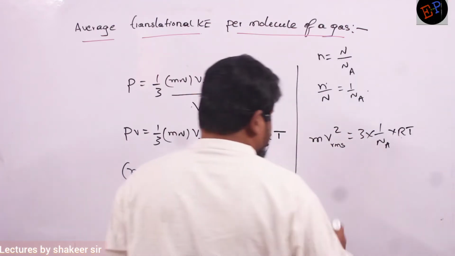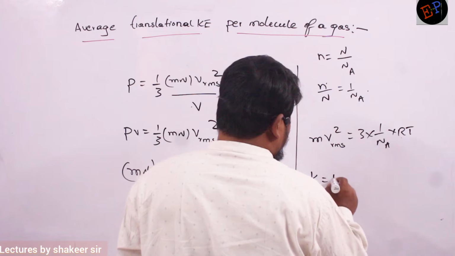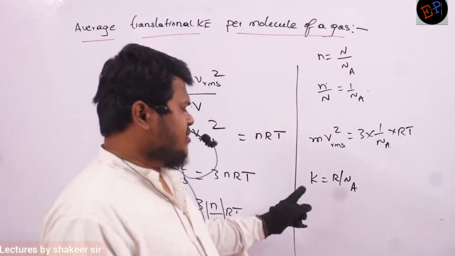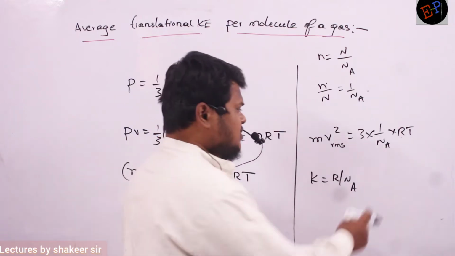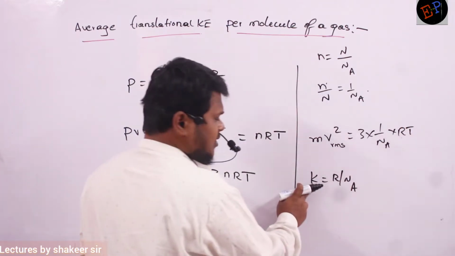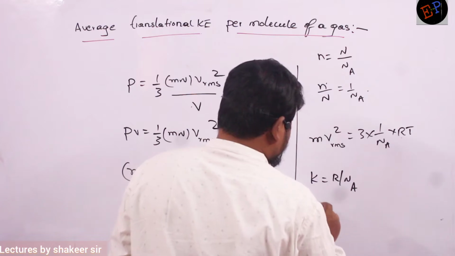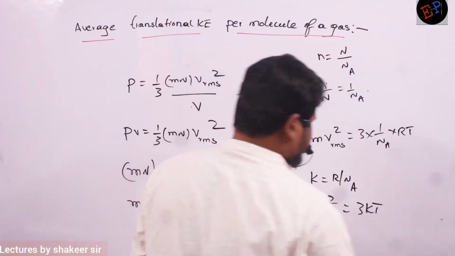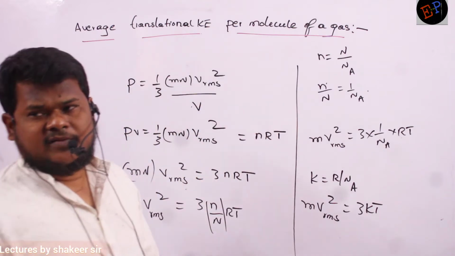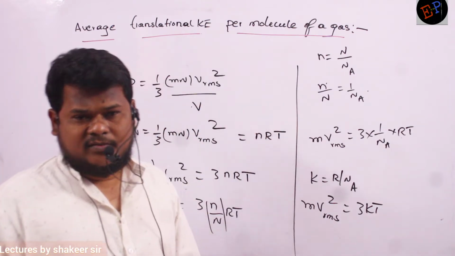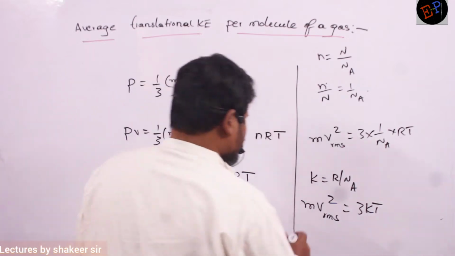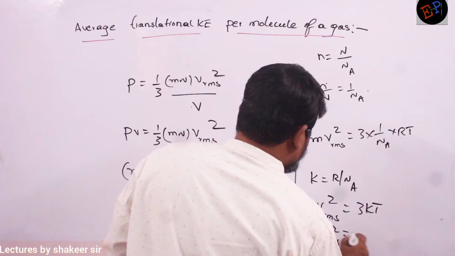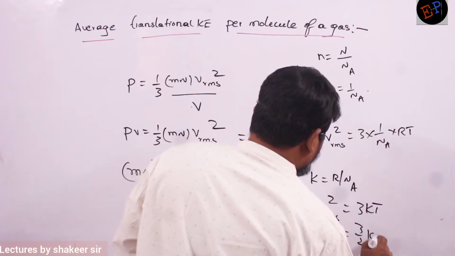Already we studied previously that k is equal to R by Na, no? k is called the Boltzmann constant. So instead of R by Na, I can write k. So substitute: m Vrms square is equal to 3kT. But what is the formula for kinetic energy? Half mv square, no? So I will multiply by half on both sides. So half m Vrms square is equal to 3 by 2 kT.